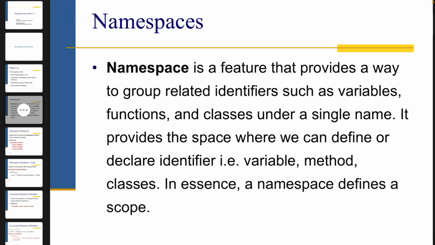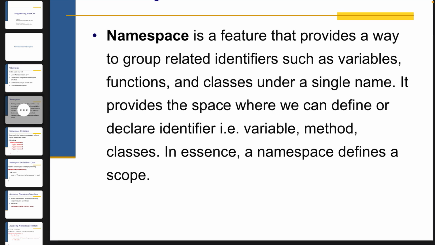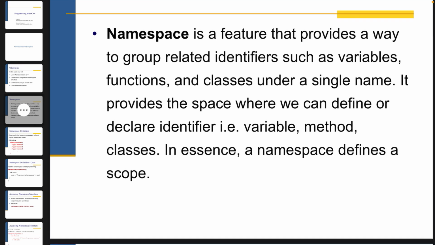So namespacing is a feature that provides a way to group related identifiers such as variables, functions, and classes under a single name, and it provides the space where we can define or declare identifiers, that is variables, methods, and classes. In essence, a namespace defines a scope.